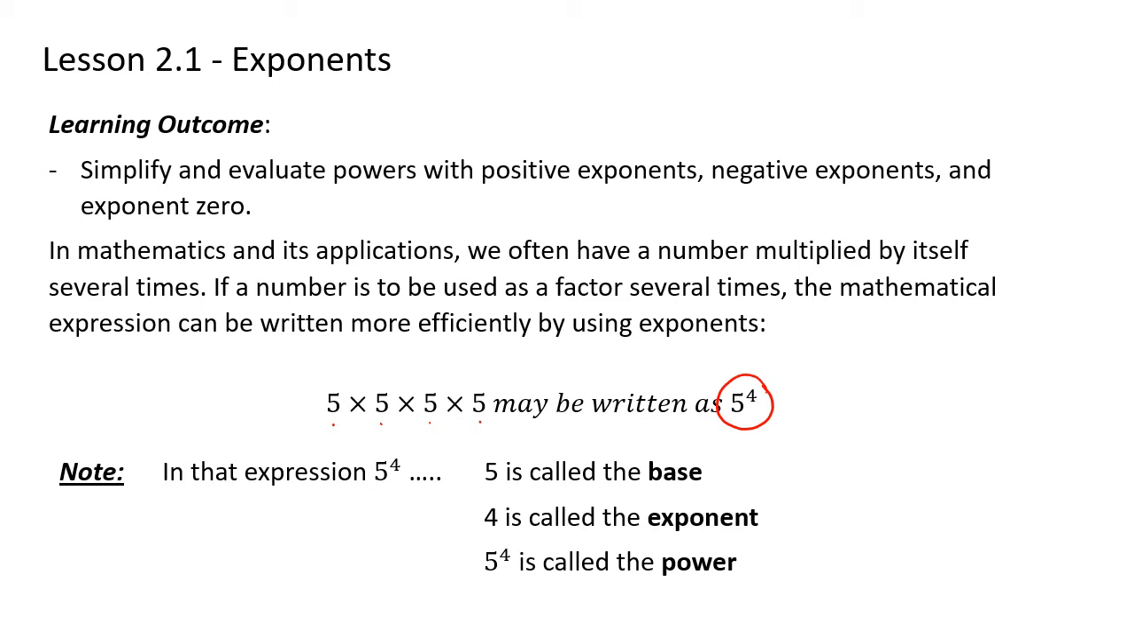When you see it written as an exponent, this kind of notation will become important when we start talking about logarithms. 5 is the base, okay? The base is the number that's being multiplied several times. The number 4, which is written above it as a superscript, is the exponent. And the term together, 5 to the exponent 4, is called a power.